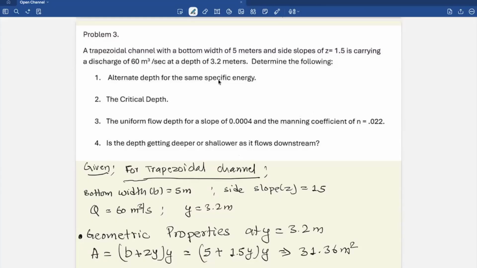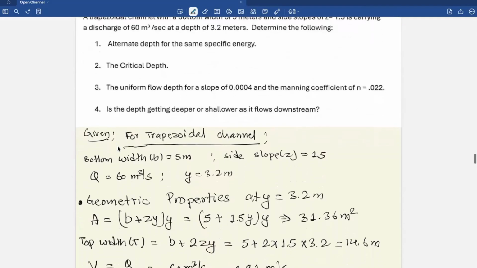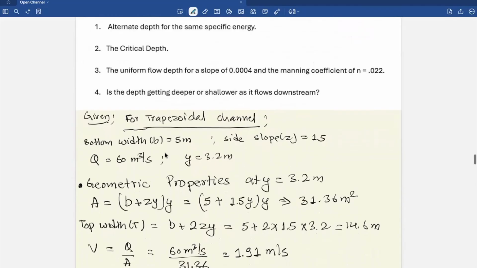So we need to find four things: alternate depth for the same specific energy, critical depth, and normal depth, and also whether the flow is getting deeper or shallower. So let's first establish or rewrite the geometric properties at our given depth of 3.2.